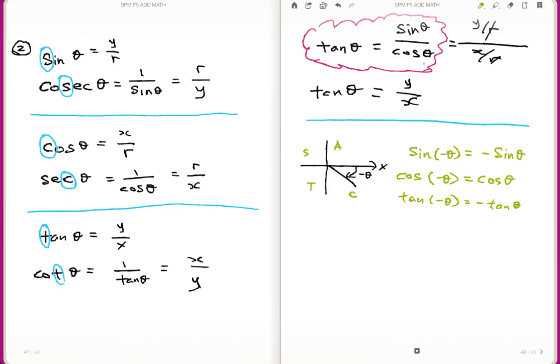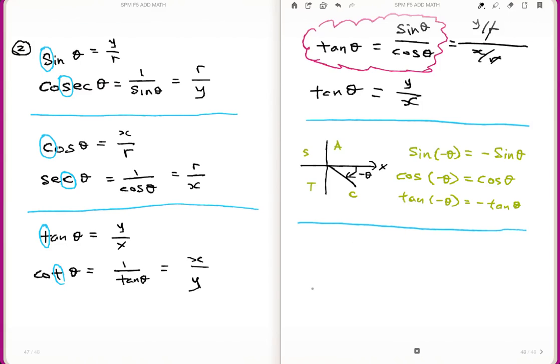So that you are able to relate them when a question comes in. You have a negative sign. First of all, you have to have this diagram. Identify add sugar to coffee. Then where is the angle located? It helps you to know whether you need to add in a negative sign to it.